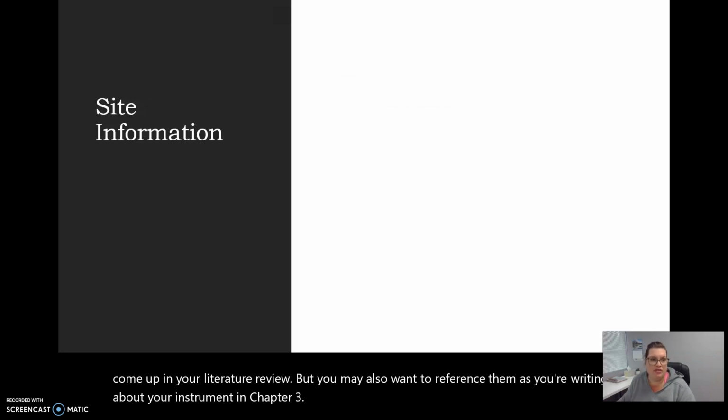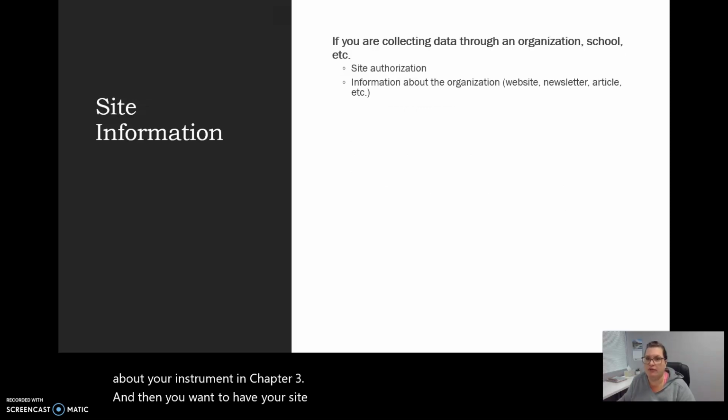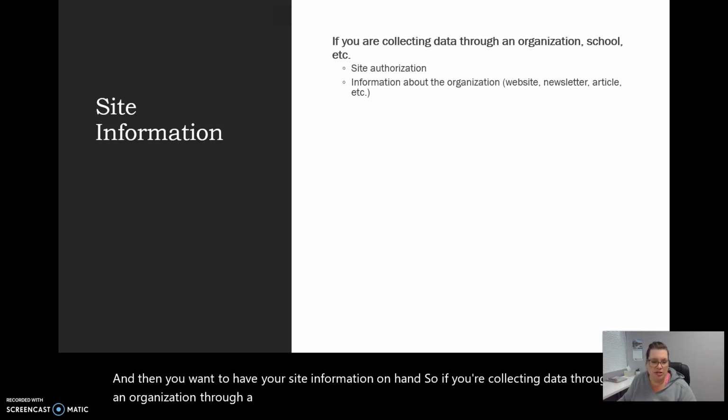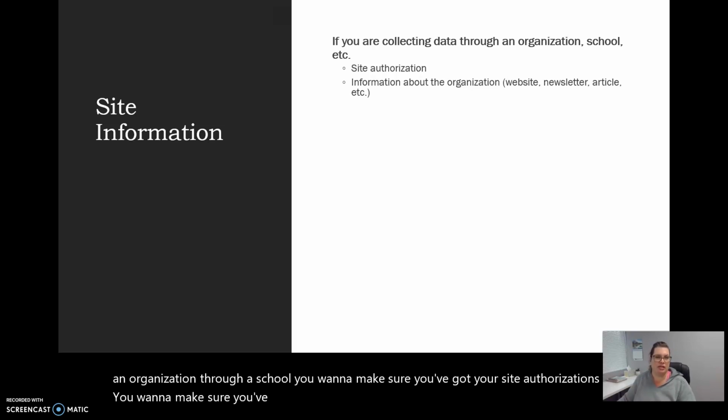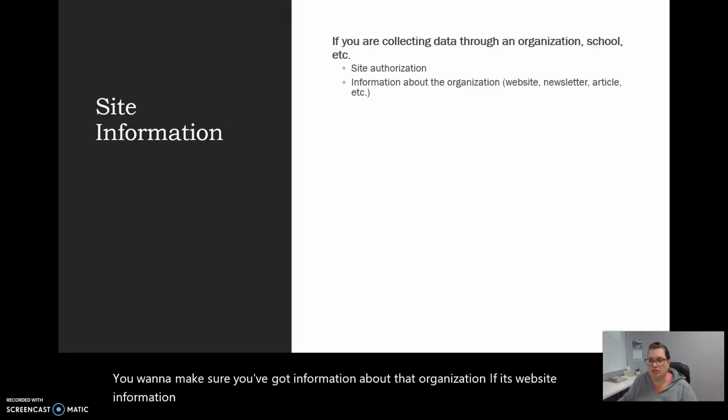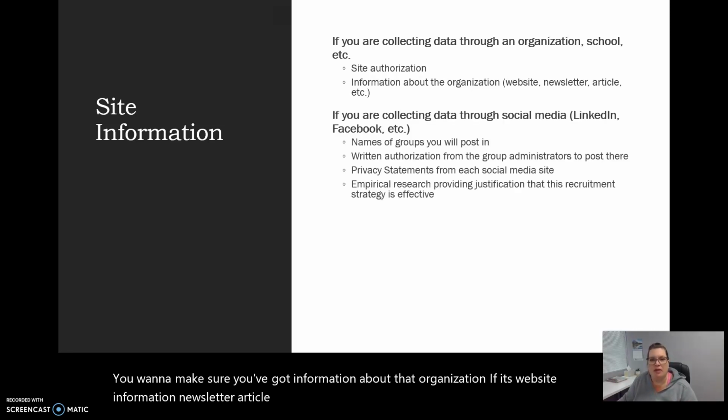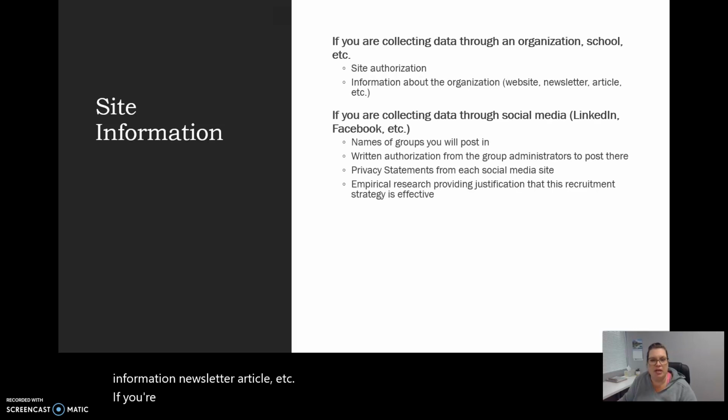And then you want to have your site information on hand. So if you're collecting data through an organization, through a school, you want to make sure you've got your site authorizations. You want to make sure you've got information about that organization, if it's website information, newsletter, article, etc. If you're collecting data through a social media site, you want to make sure that you have the names of the groups that you're going to post to.